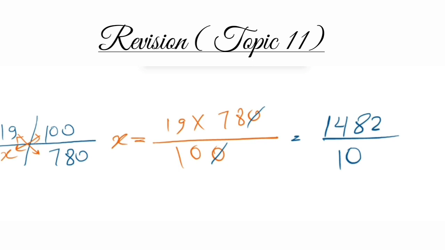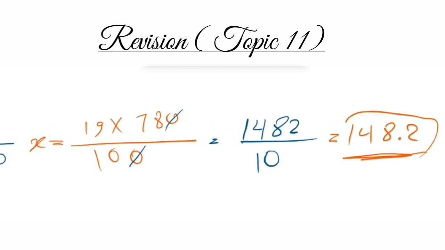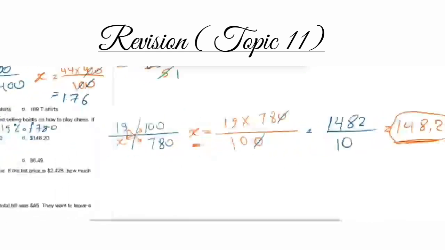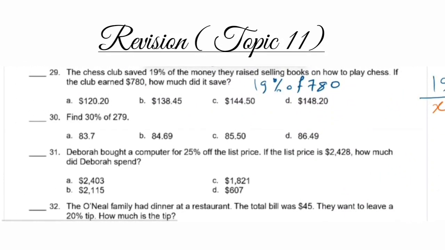And now place the point after one digit. So write this number and place the point after one digit. So the answer is 148.2. That's the value of x, and that's the saving. So the answer is D.